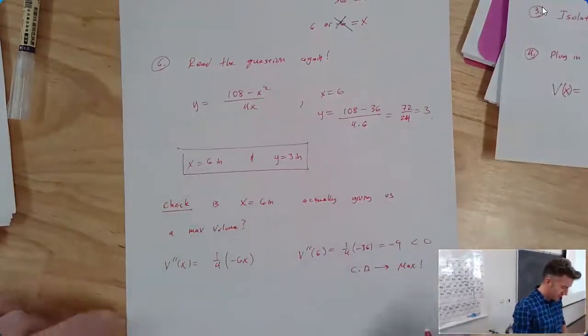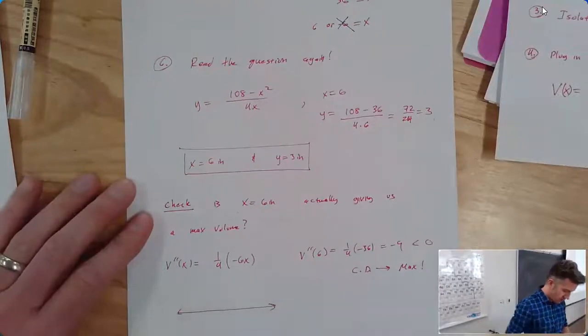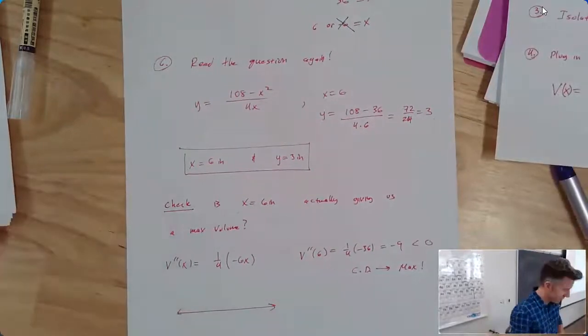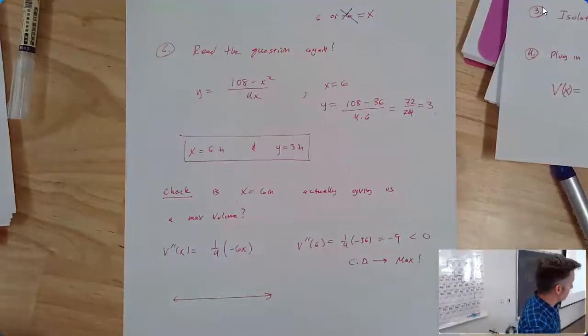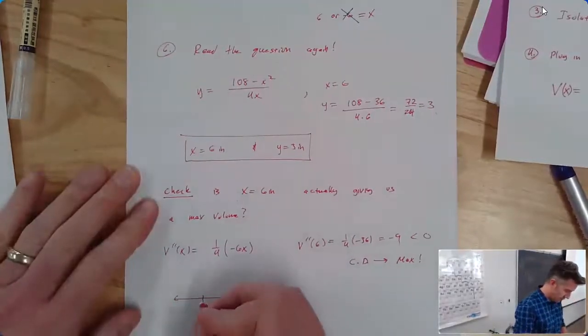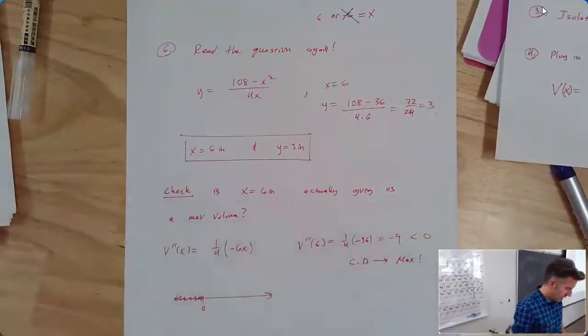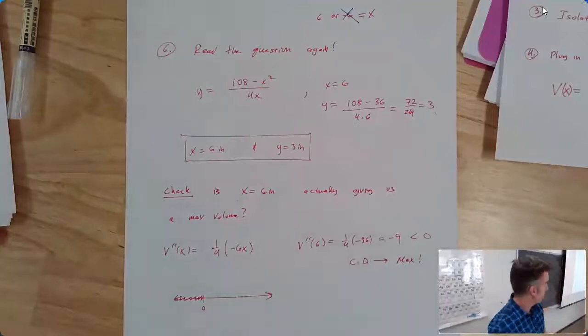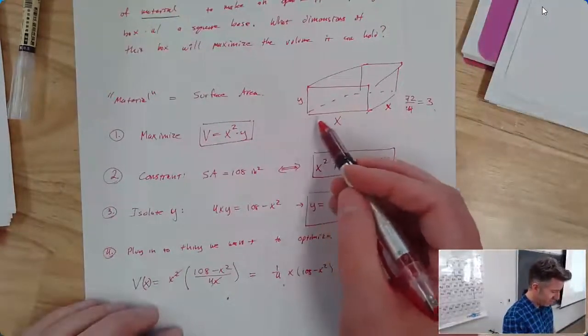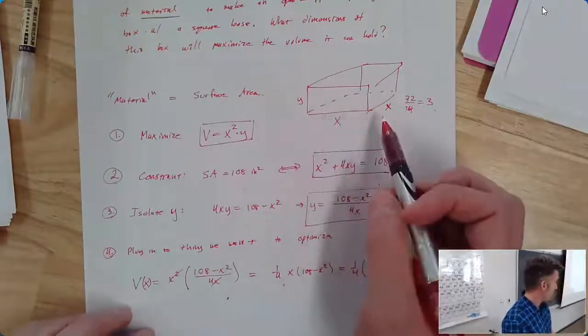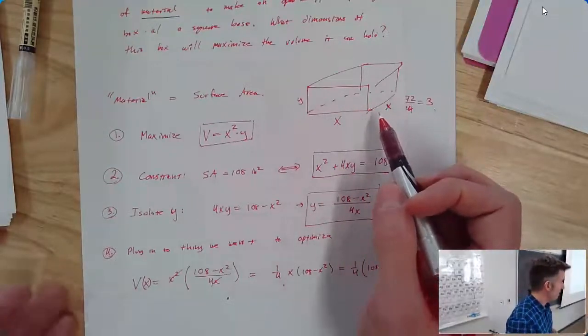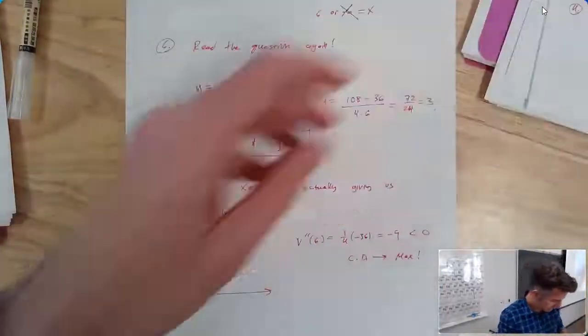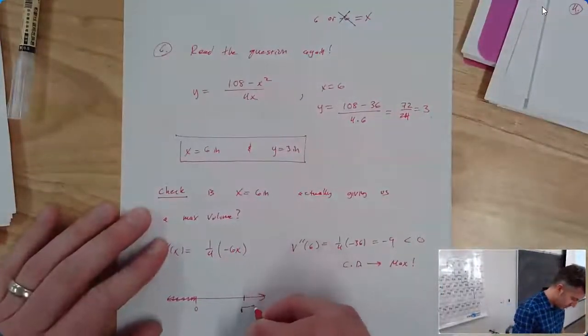Or you can use the first derivative test, and here we have to be a little extra careful, because our domain is restricted. We can't have X being negative, so we have to stop at 0. And we also have a limit as to how big X could be. If you think about having only 108 square inches of material, if X was the square root of 108, then the bottom would be 108 square inches, and that would take up all your surface area. So we have a limited domain as well.